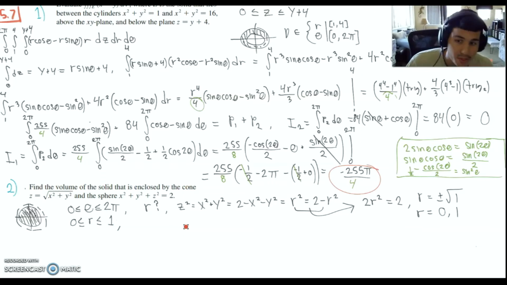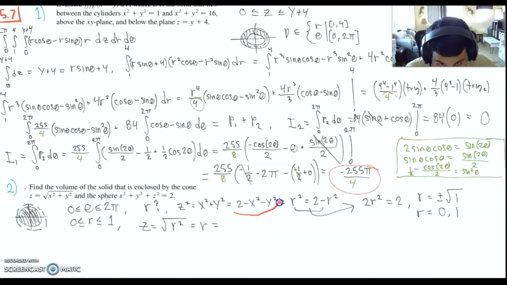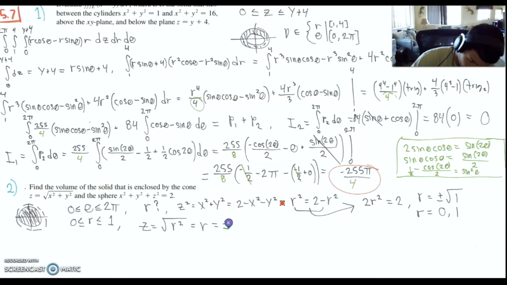Okay. Now here's the harder part, is we want to find our z bound, right? Cylindrical, we integrate from theta to r to z. So we need z. Okay, well, z is equal to x squared plus y squared, which is the same thing as r squared, which is the same thing as r. And then z is equal to, this is z squared, right? So what am I going to do? I'm going to take the square root of that, plus or minus.